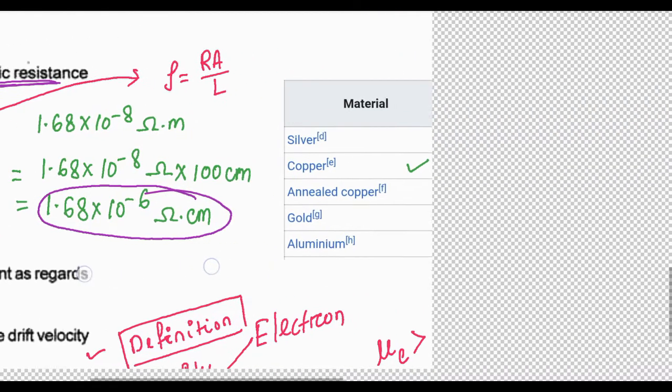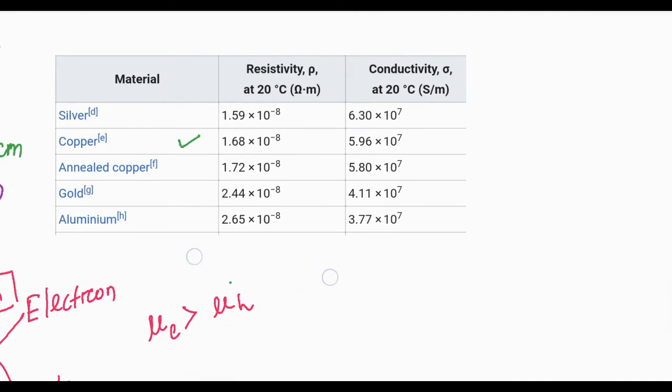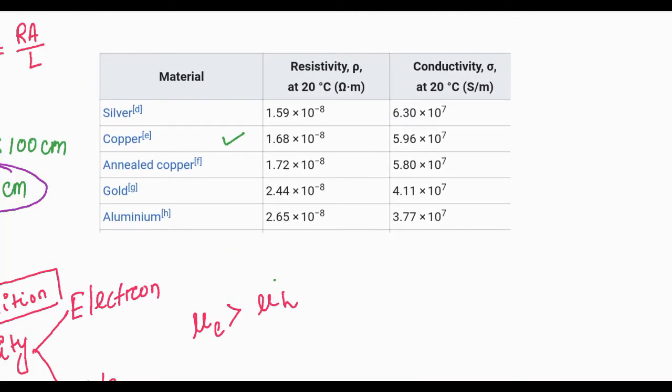So here I have cut out from Wikipedia, silver has 1.68 into 10 to the power minus 8 ohm meter resistivity, and silver has the minimum resistivity and the highest conductivity. Conductivity is the highest for silver, and the second most conductive material is copper, and then annealed copper, and then gold, and then aluminum.